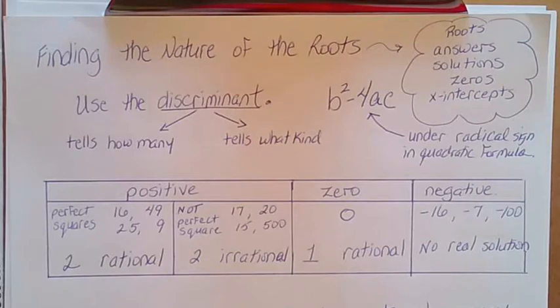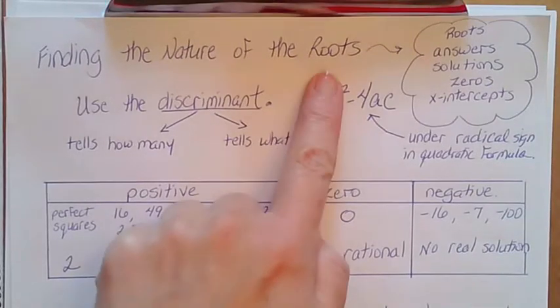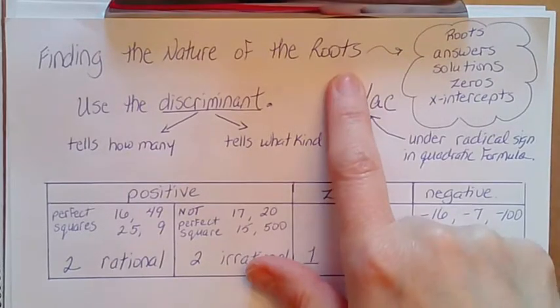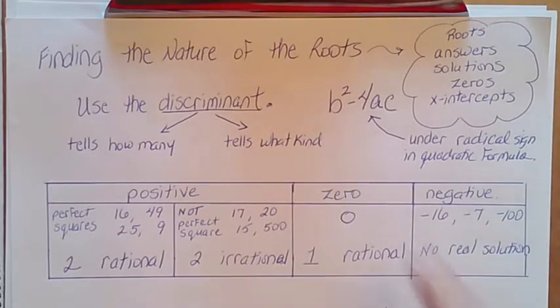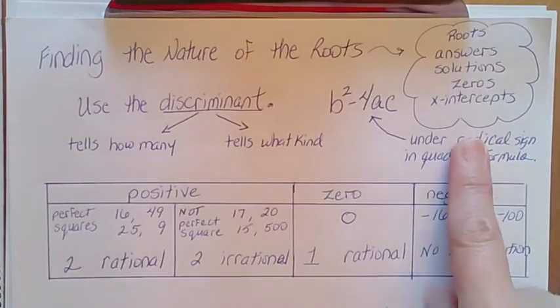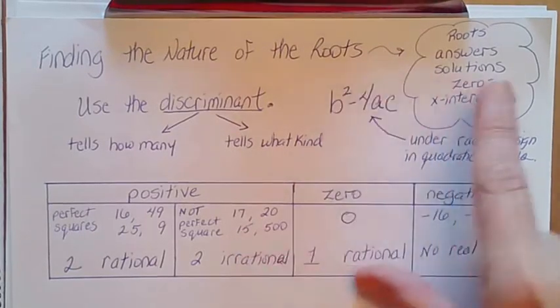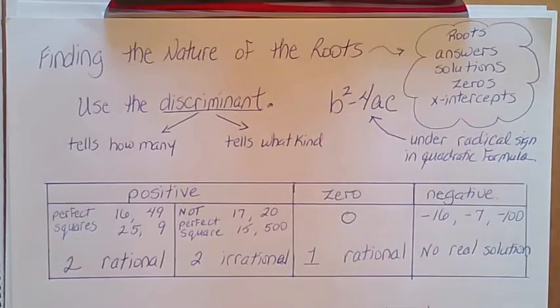We're going to discuss finding the nature of the roots of a quadratic equation. So this strange sentence here kind of begs the question, what does a root mean? A root has many synonyms, and I wrote them all over here in this little cloud. A root is basically the answer or the solution to your polynomial equation.